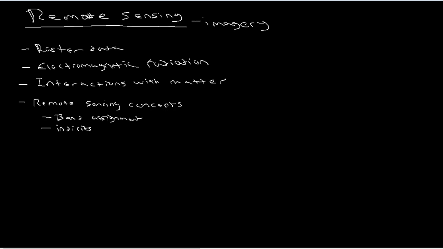Okay, so again, just as an overview, we're going to review the raster data set, talk about electromagnetic radiation, talk about how electromagnetic radiation interacts with matter, and then finally wrap up with a couple of remote sensing concepts that allow us to use those interactions and the concepts of electromagnetic radiation to build up a tool set for being able to do some real analysis, which is going to be the focus of the next module series.